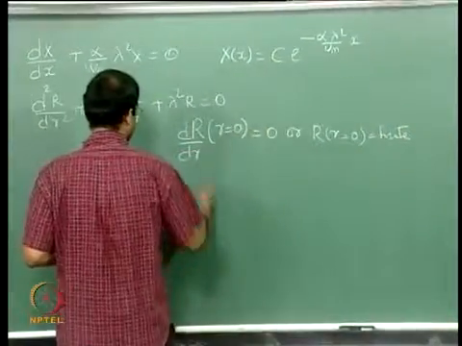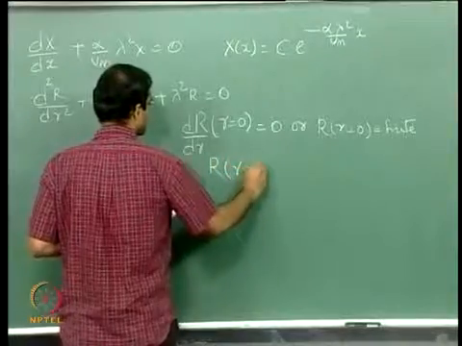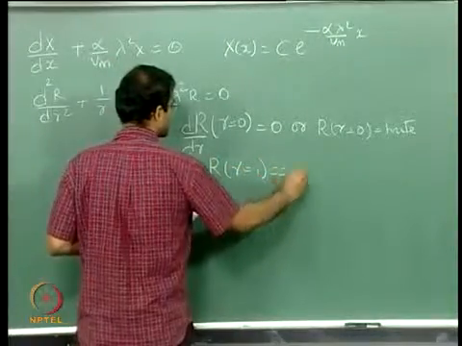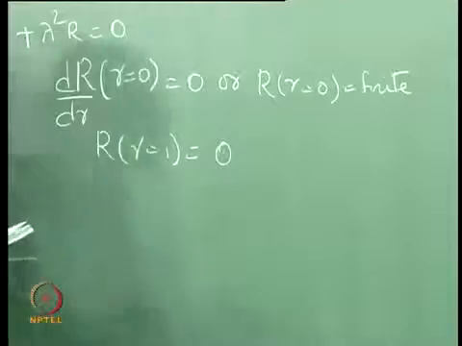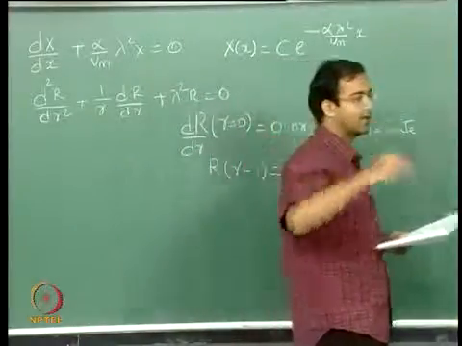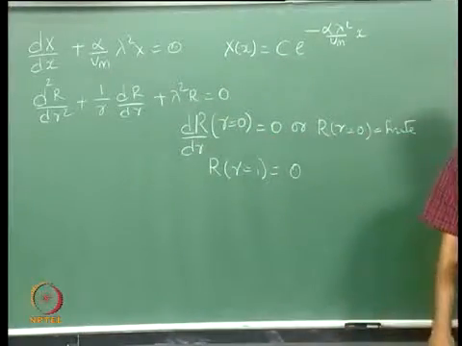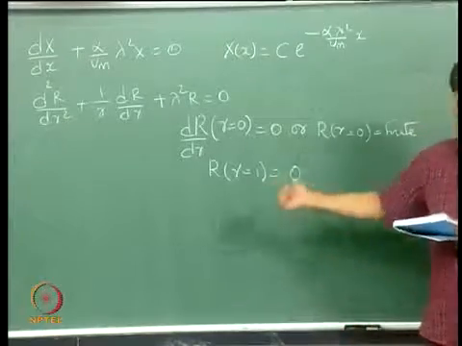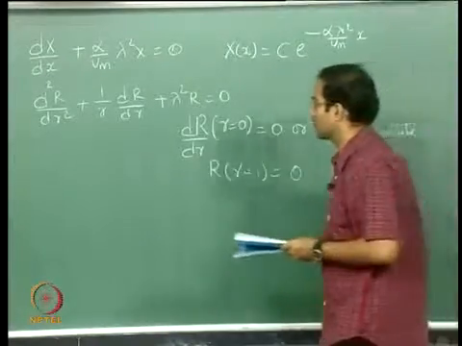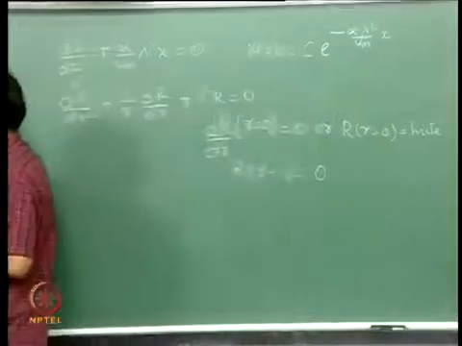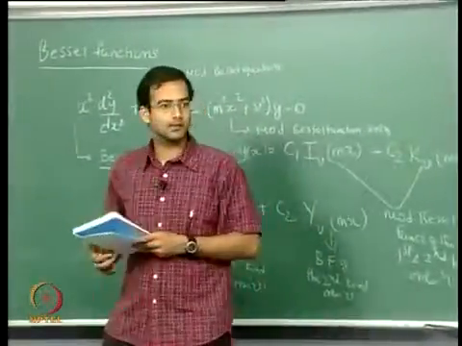The other condition, R at r equal to 1 should be 0, okay, because the temperature there at the wall is constant wall temperature, so theta has to be 0, therefore R at r equal to 1 has to be 0. So now you compare this with your Bessel equation, okay.